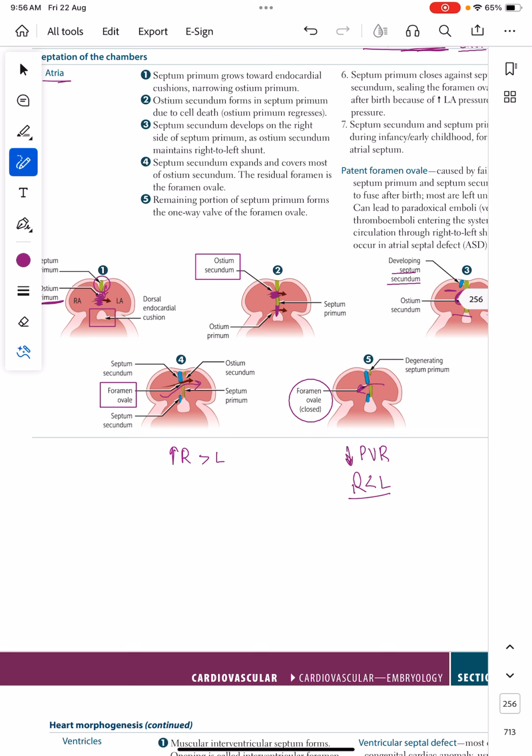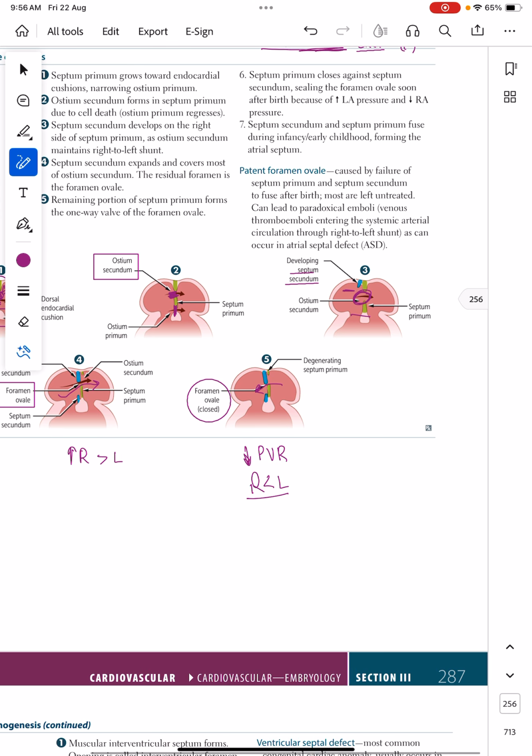If this foramen ovale remains patent after birth, it will result in a paradoxical emboli, which means that the emboli moves from the right side of the body, and then it moves toward this patent foramen ovale and gets stuck somewhere in the systemic circulation. For example, in atrial septal defect, in which the septum is not formed completely.